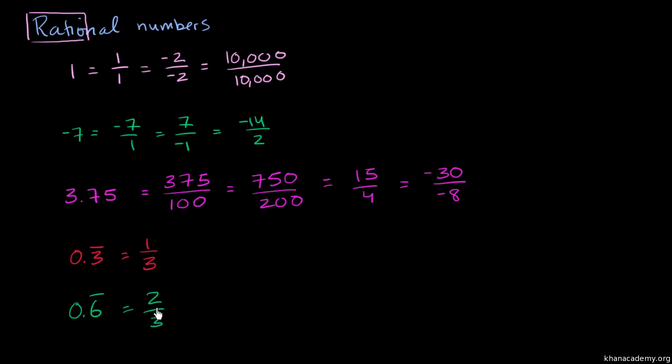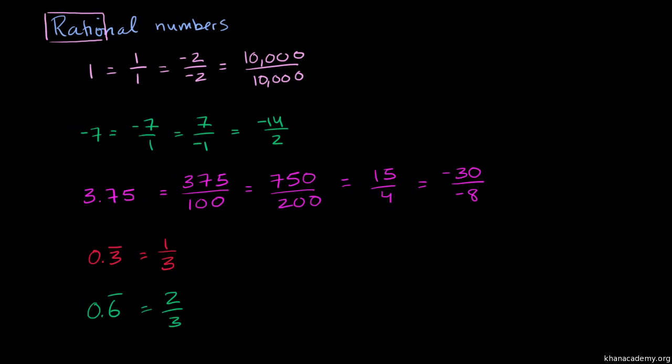So I know what you're probably thinking. Hey, Sal, you've included a lot. You've included all of the integers. You've included all of the finite non-repeating decimals, and you've also included repeating decimals. What is left? Are there any numbers that are not rational? And you're probably guessing that there are. Otherwise, people wouldn't have taken the trouble of trying to label these as rational.